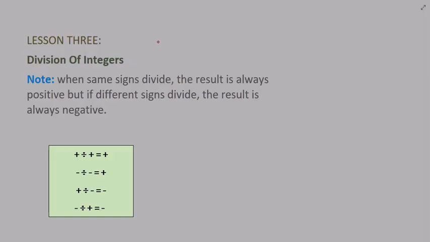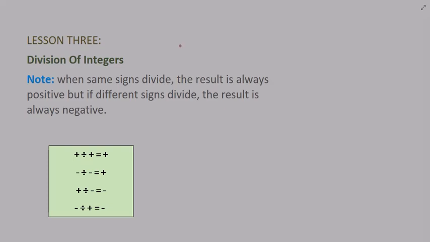In lesson 3, we'll be talking about division of integers. Take note, when same signs divide, the result is always positive. But if different signs divide, the result is always negative. Now, to understand this better, ensure you check out the previous lessons. Start from the very first lesson and then you go all the way down.